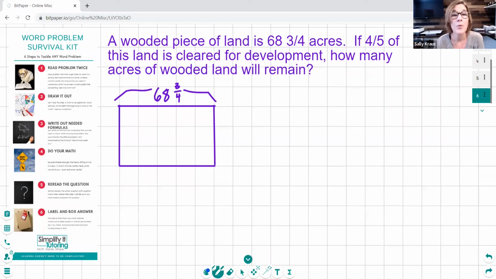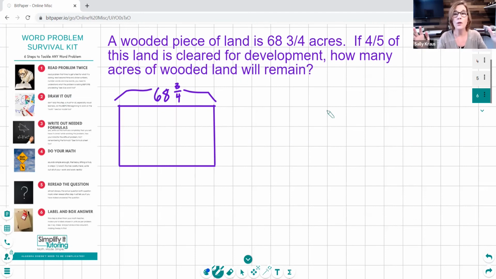Second time, a wooded piece of land is 68 3/4 acres. If 4/5 of this land is cleared for development, how many acres of wooded land will remain? Okay, so we read it twice. Now we have to draw it out. I started to draw that.